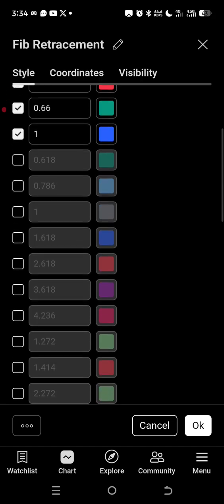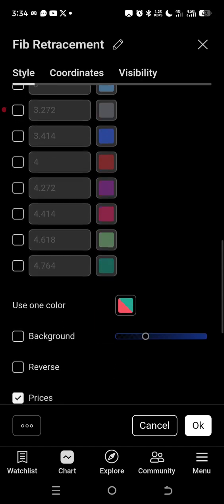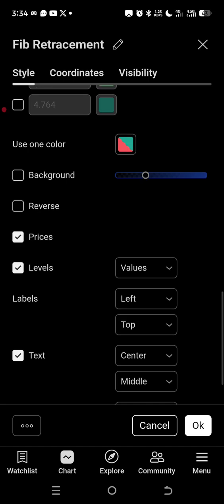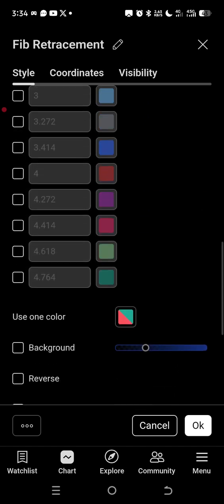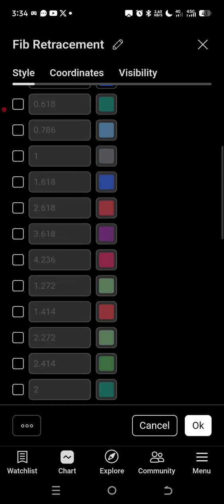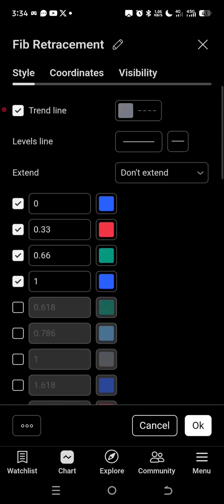Undo all. Just follow the setting carefully. Anything you see me undo here, undo it on your own. The only things I enabled here is 1, 2, 3, 4. Then the first one is 0. The second one is 0.33. The third one is 0.66. And the last one is 1. Just set it like that and indicate your colors.